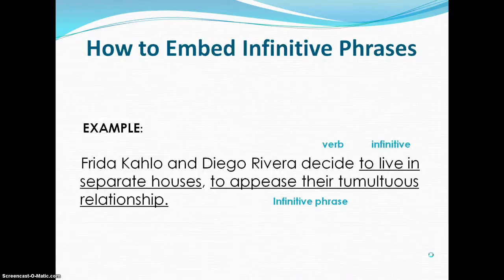So you can begin with a present participial phrase, you can embed it in the middle, and of course, you can add an infinitive phrase or a participial phrase at the end. So in this case, I'm going to show you the same sentence. Frida Kahlo and Diego Rivera decide to live in separate houses, comma, to appease their tumultuous relationship. So instead of beginning with it, I simply just added it to the ending, and that's it.